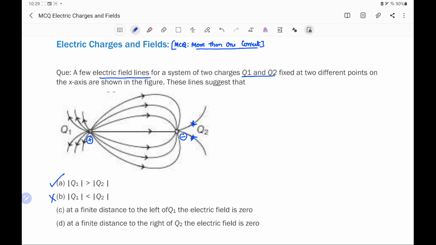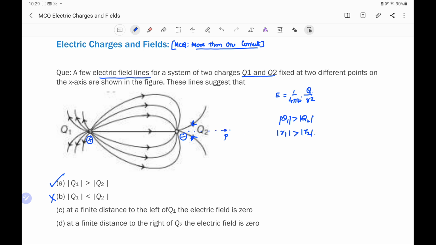Now we have to find the electric field. We know that the electric field due to a point charge is 1 by 4 pi epsilon naught Q by R square, where Q is the charge and R is the distance of the point from the charge. Because Q1 is more than Q2 in magnitude, to neutralize the field due to the two charges, the distance of the point where E is 0 from Q1 should be greater than the distance of that point from the charge Q2.